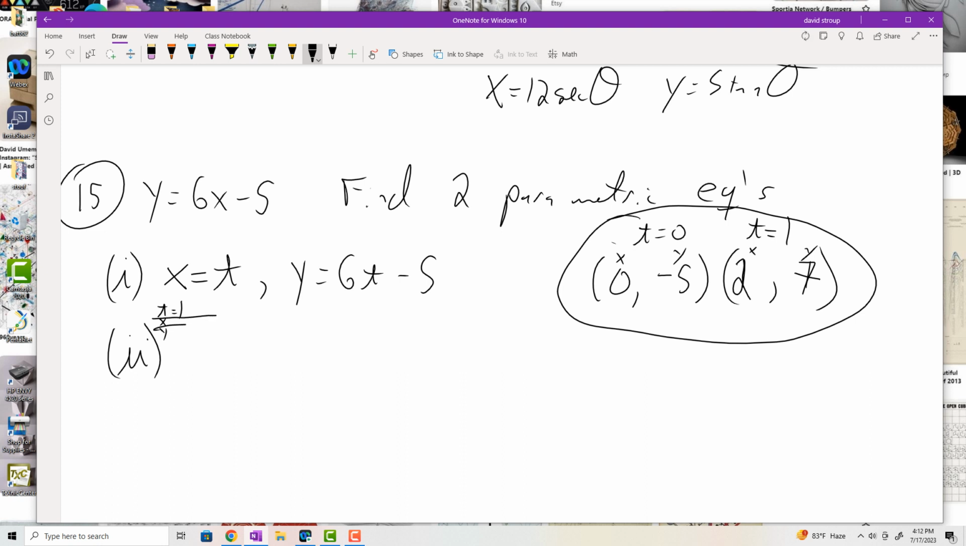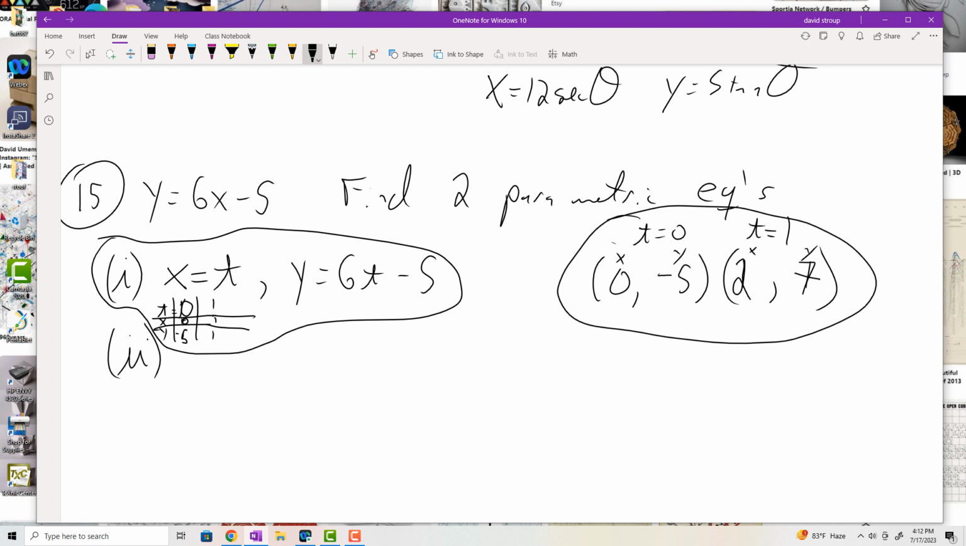Let's just make sure. When t is equal to 0, x is 0 and y is -5. Sorry, I don't know what's wrong with me. There it is. So when t is 1, I get 1, comma, 6 minus 5 is 1. Okay. But I want now this other point. Okay, so I think we're all on the same page now.